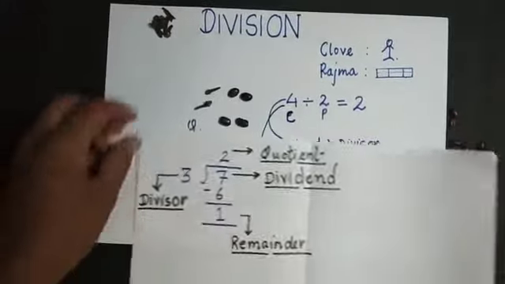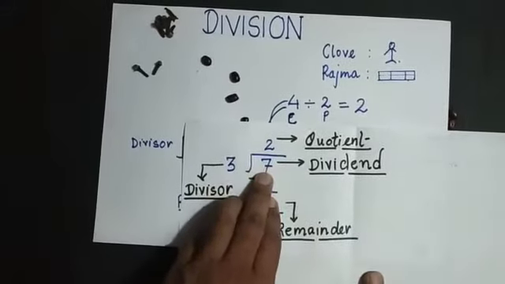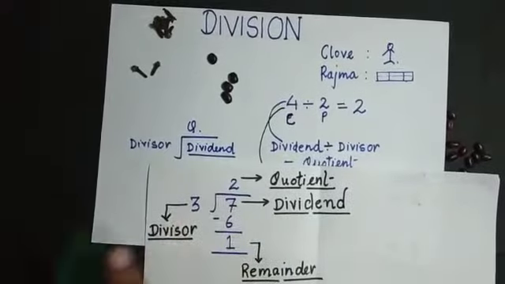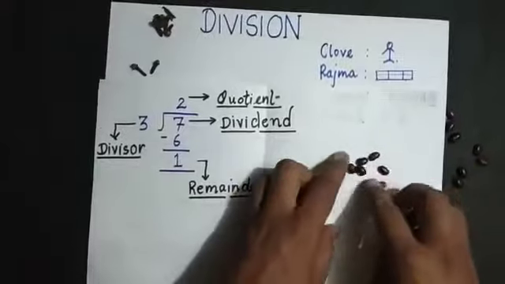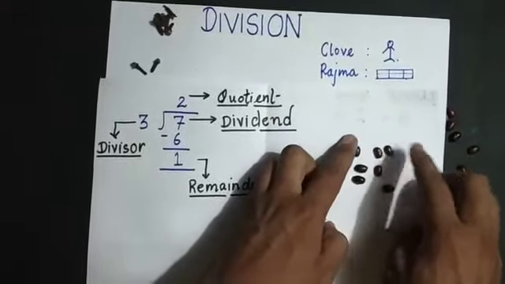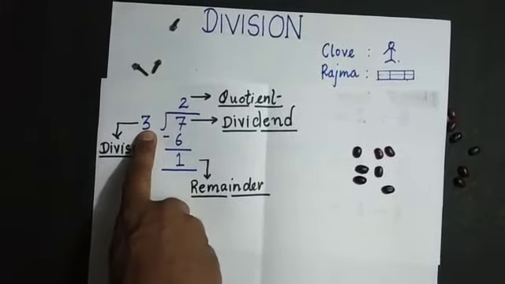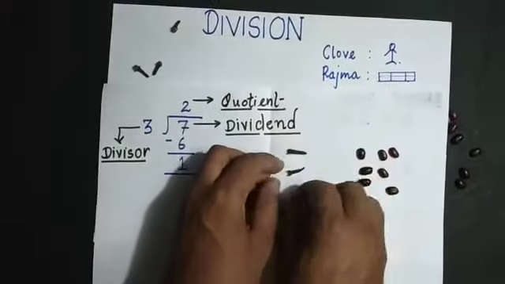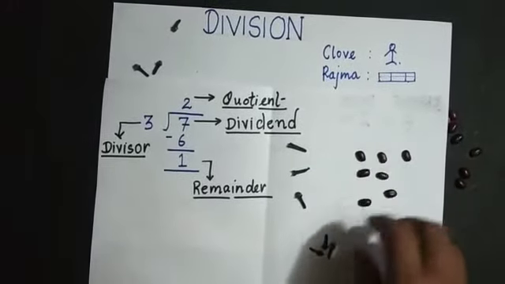Now here we can see the whole picture of division. Suppose we take 7 chocolates, meaning 7 rajma seeds, and 3 persons. So we take 7 rajma seeds: 1, 2, 3, 4, 5, 6, 7. And we have taken 3 persons, meaning 3 cloves: 1, 2, 3. Total 7 chocolates are there.